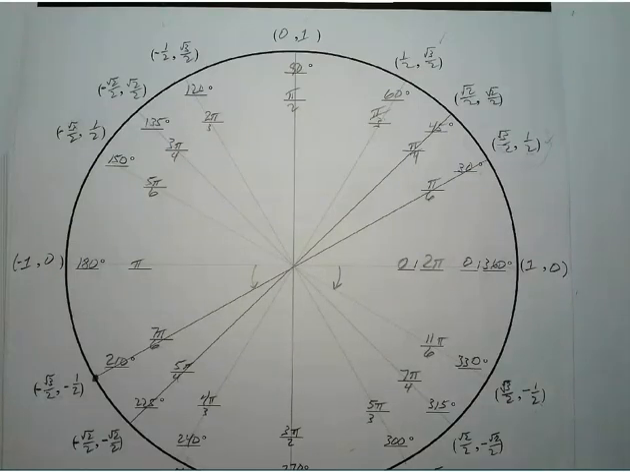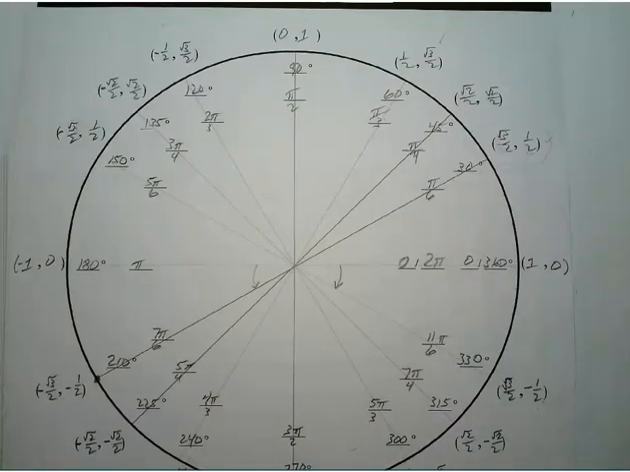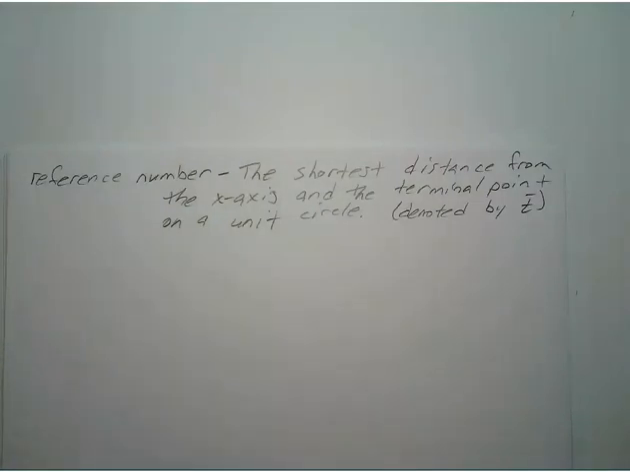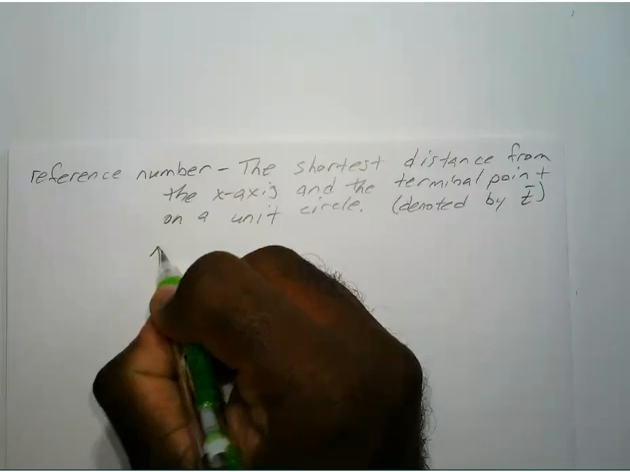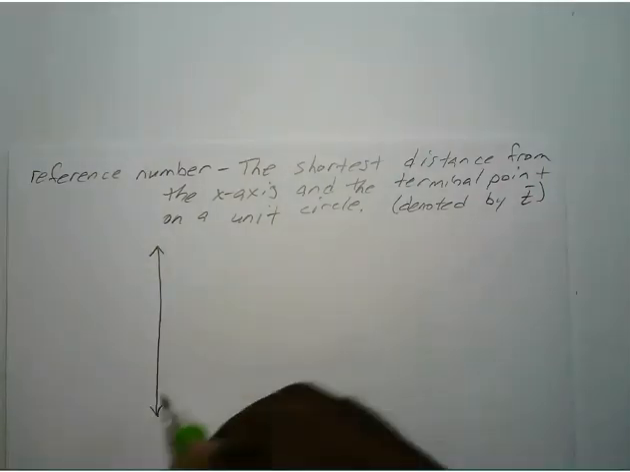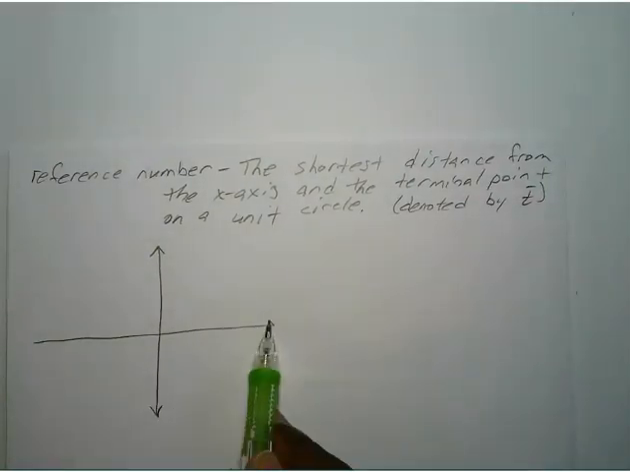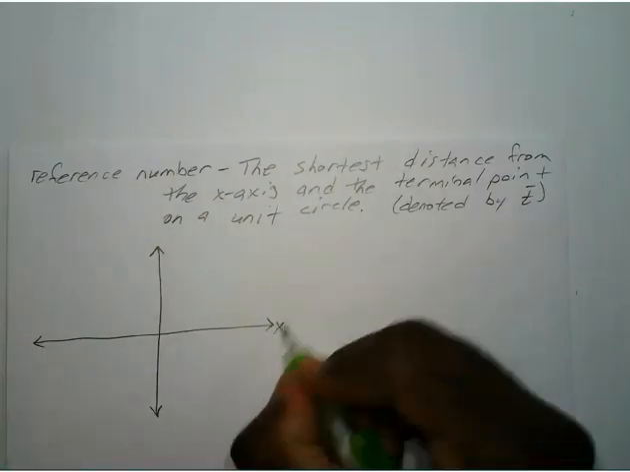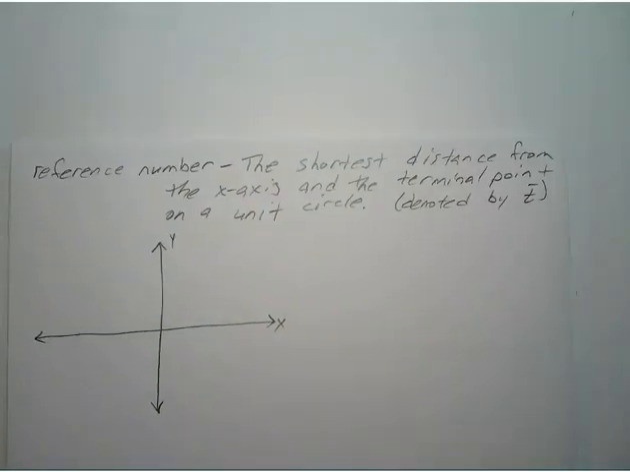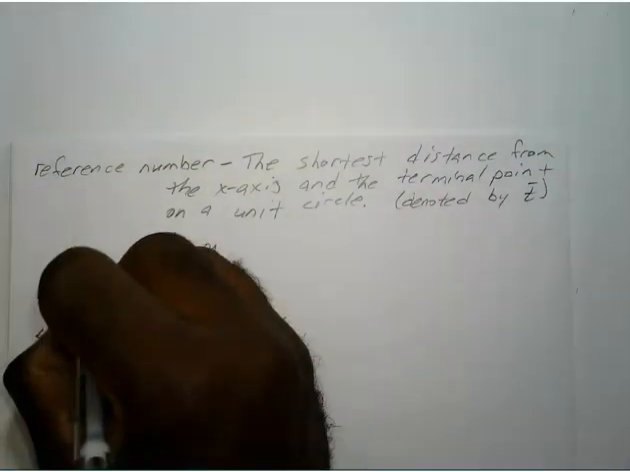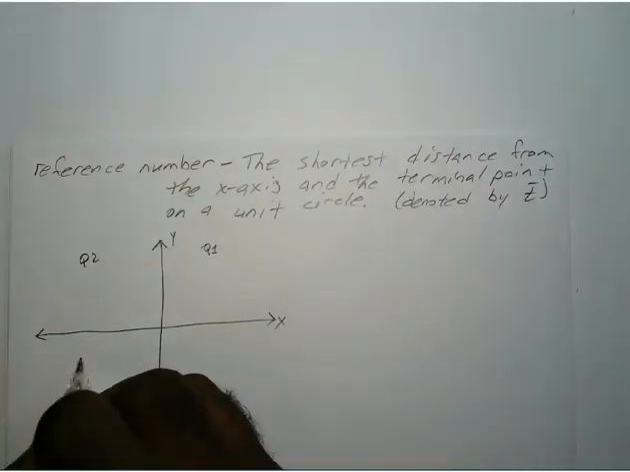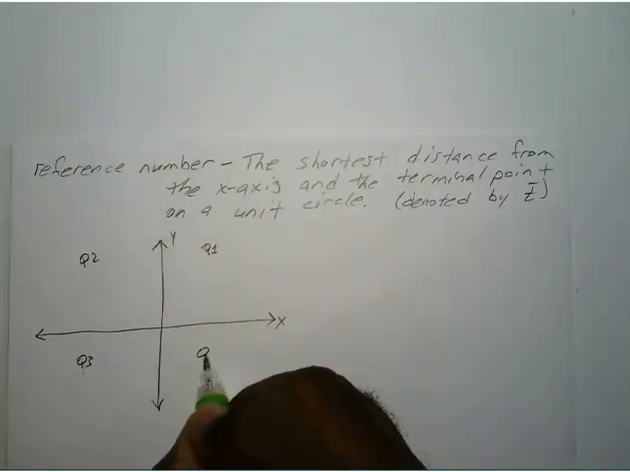All right, so let's go ahead and move back to our page here. Let's take a look at our reference numbers by quadrant. So we have our x and we have our y-axis. We know we have quadrant 1, quadrant 2, quadrant 3, and quadrant 4.